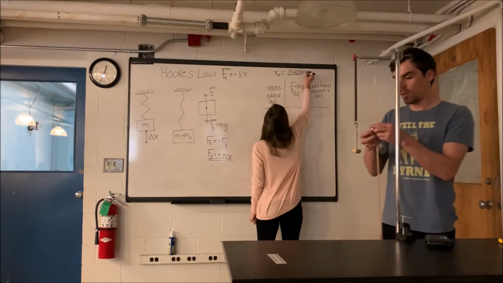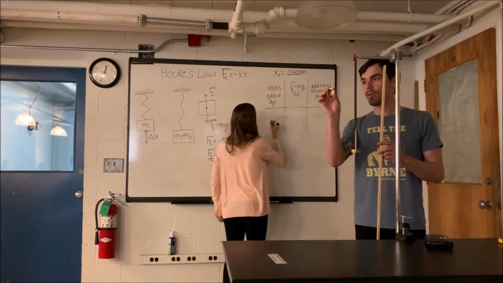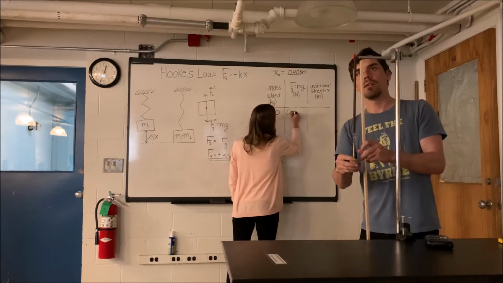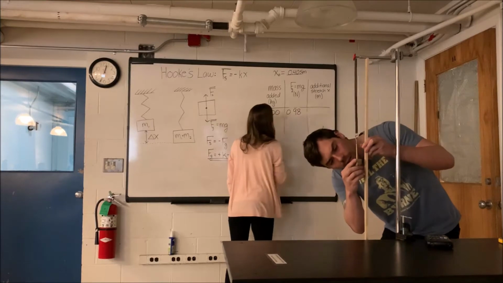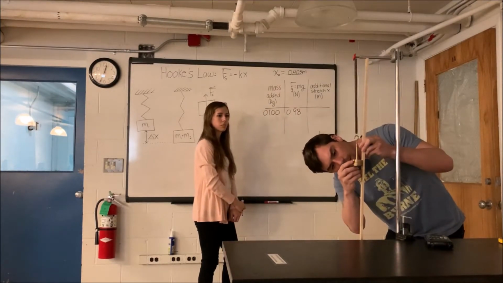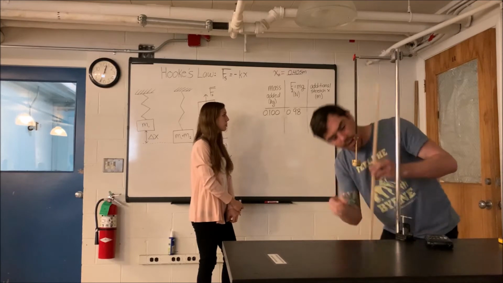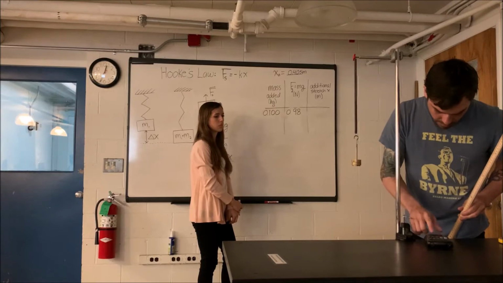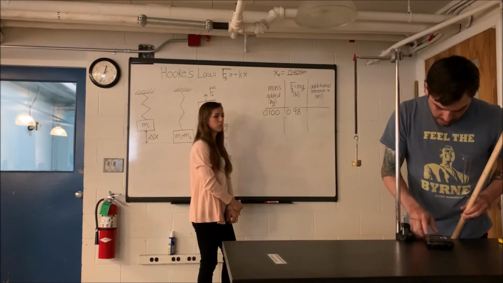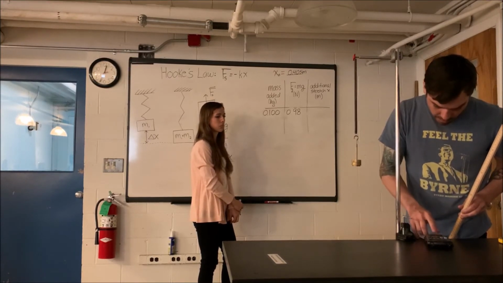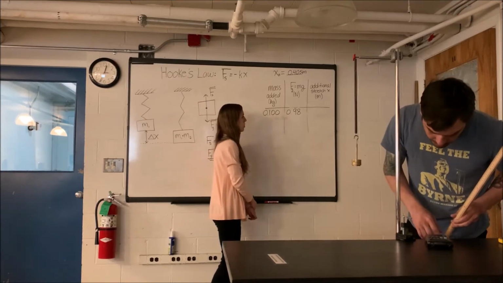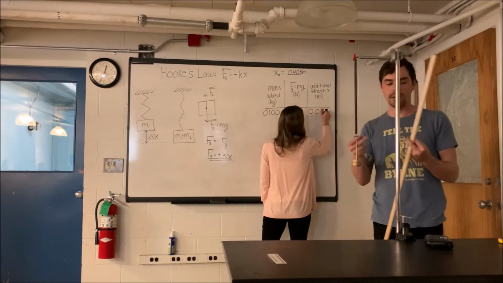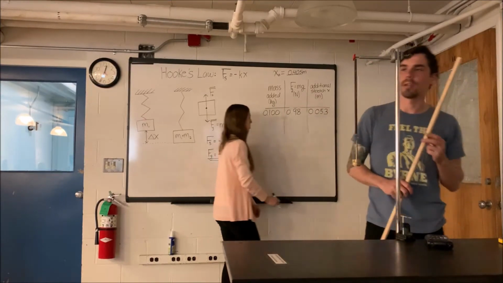Okay, so I'm going to add 100 grams to our spring. That's equal to 0.98 newtons. So now the spring length is 45.8. So if I do 45.8 minus the initial length of 40.5, that is 5.3 centimeters. So 0.98 newtons stretched our spring 5.3 centimeters.